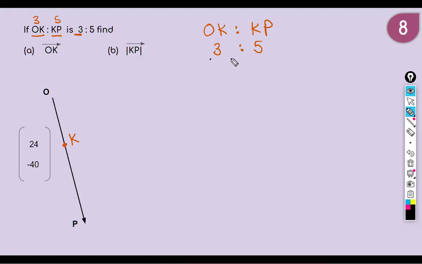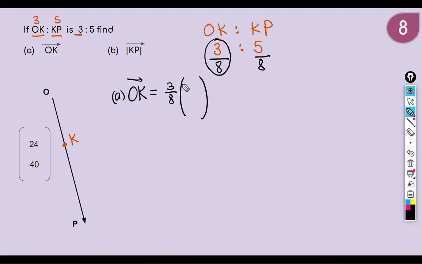That means my fractions are, add the 3 and 5, you'll get 8. You'll get 3 eighths and 5 eighths. So OK is 3 eighths of the entire value. Remember, this here is the entire value. So for part A, to find OK, find 3 eighths of everything in the brackets, 24 and minus 40. Now, I know some of you have problems typing in the values, but if you want to keep it easy, remember, you're just multiplying the 24 by 3 eighths and the minus 40 by 3 eighths.